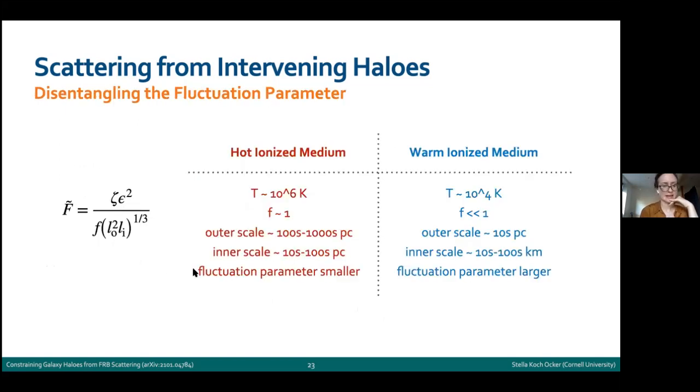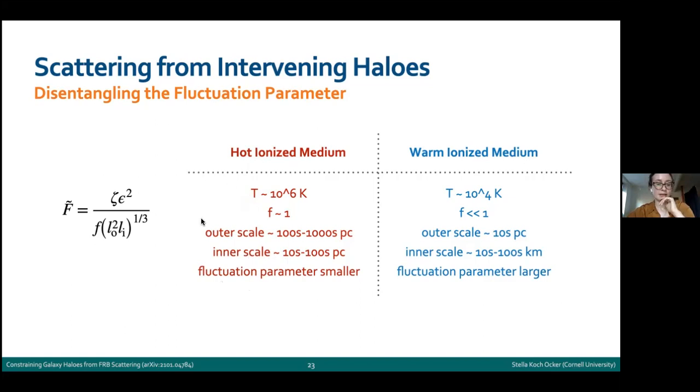And so let me break that down a little further. I'll remind you that the fluctuation parameter is related to the density fluctuation statistics, the filling factor, and the outer and inner scales of turbulence. And in the hot ionized medium, we have a temperature on the order of 10 to the 6 Kelvin, a large filling factor, an outer scale that's roughly from hundreds to thousands of parsecs, and an inner scale that's more like tens to hundreds of parsecs.